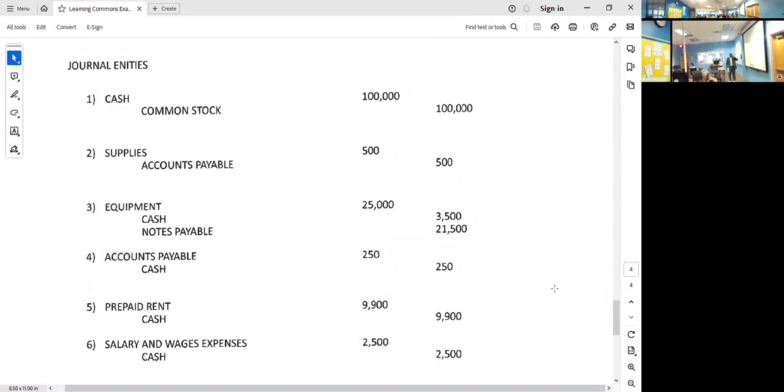Number three, that's a compound entry there. Remember, I told you in every transaction, you have to have a debit and a credit, and they must equal. Number three says you bought some equipment. It cost $25,000. You paid some cash down, and the difference, you signed a note. That's where you see the notes payable. Notice 25 on the debit side. You add those up, it has to equal 25 because your debits and your credits have to equal.